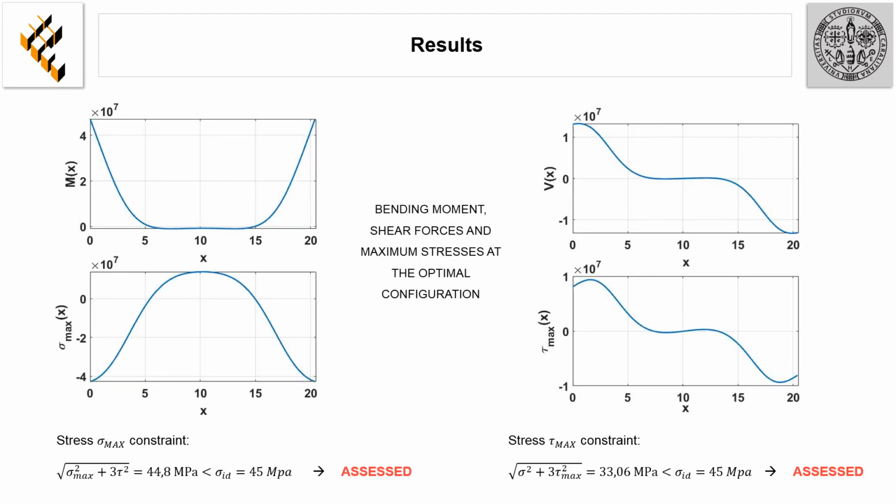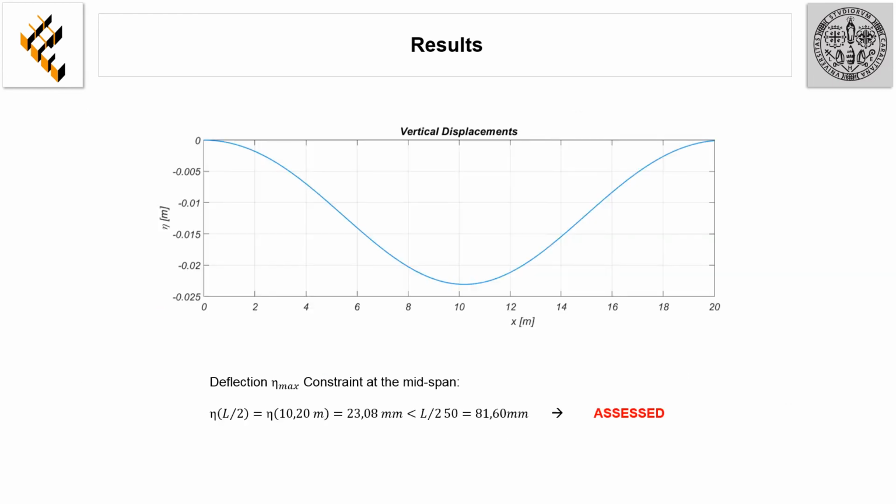The code is set to plot the distribution of the bending moment and of the shear forces, as well as the maximum stresses at the optimal configuration. The constraint functions concerning the maximum stresses are satisfied. Also, the vertical displacements are plotted against the x-axis, and the constraint function concerning the maximum displacement at the midspan is satisfied.